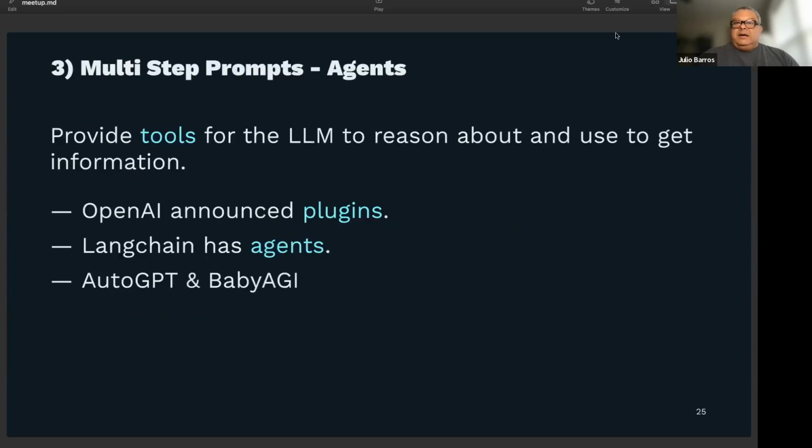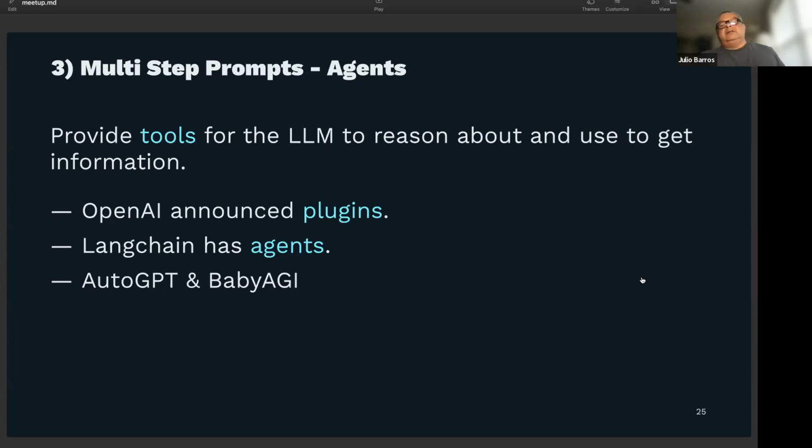The last topic here, the last one of my benefits, was multi-step prompts. That's what I call multi-step prompts. The idea here is you provide tools for the LLM to reason about and to use, and you can use that to get information or for it to do things for you. OpenAI announced plugins. I think they're still in alpha. I don't think everybody has access to them, but that's like the first step.